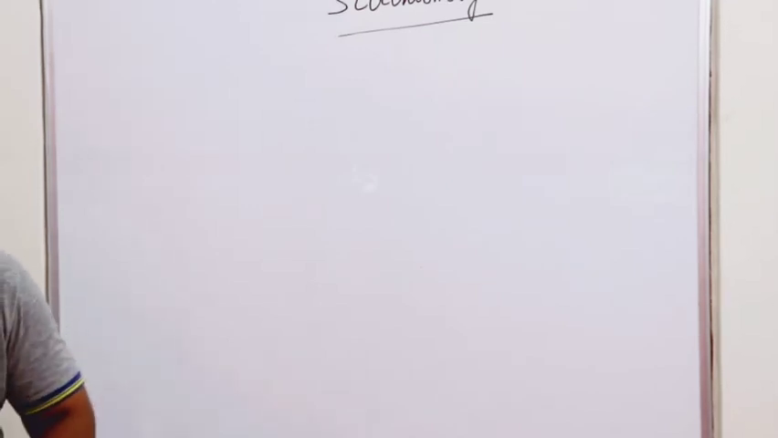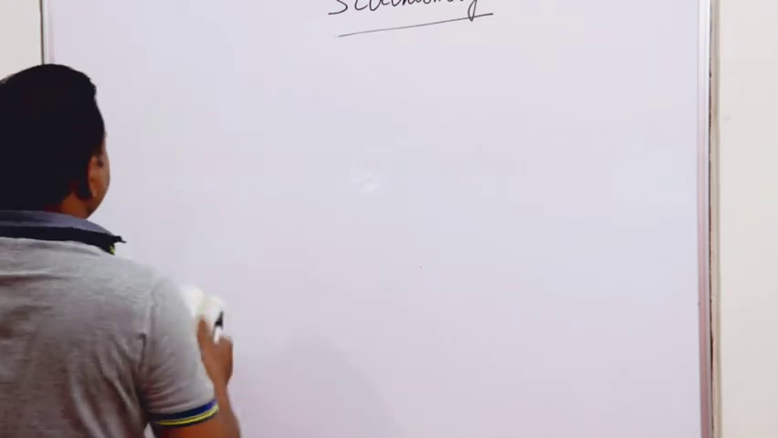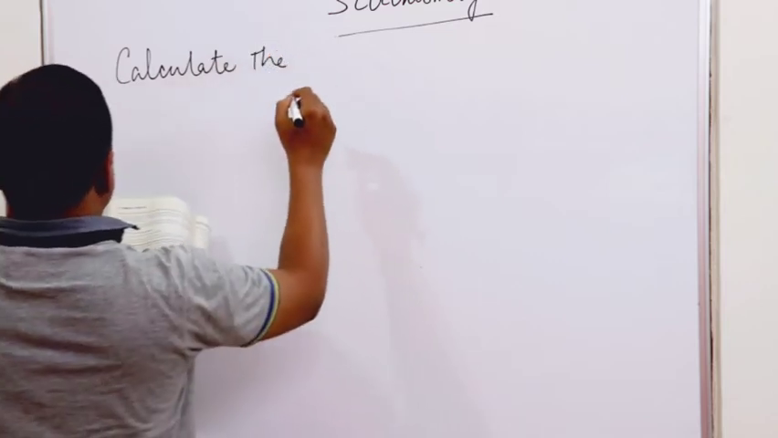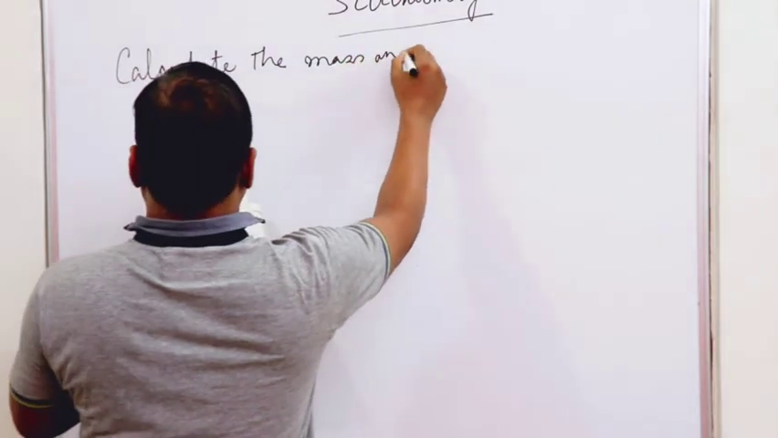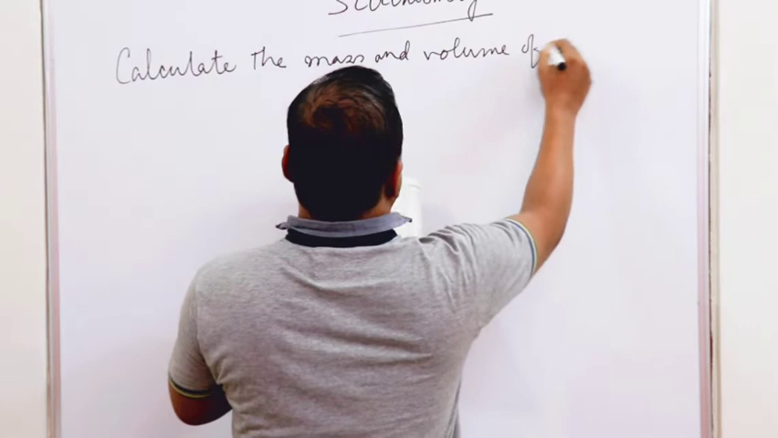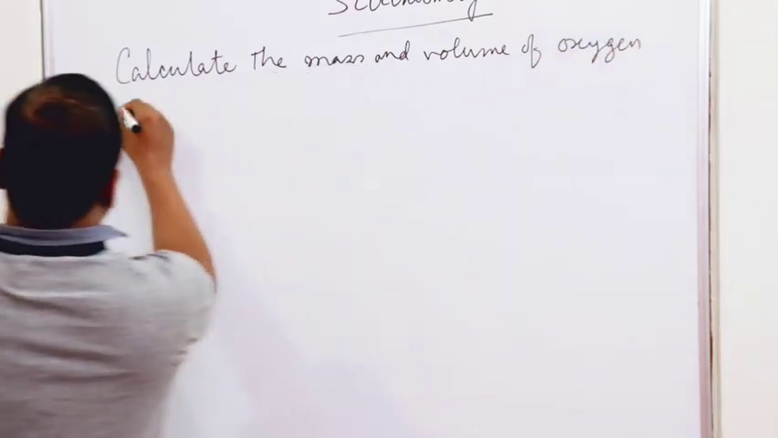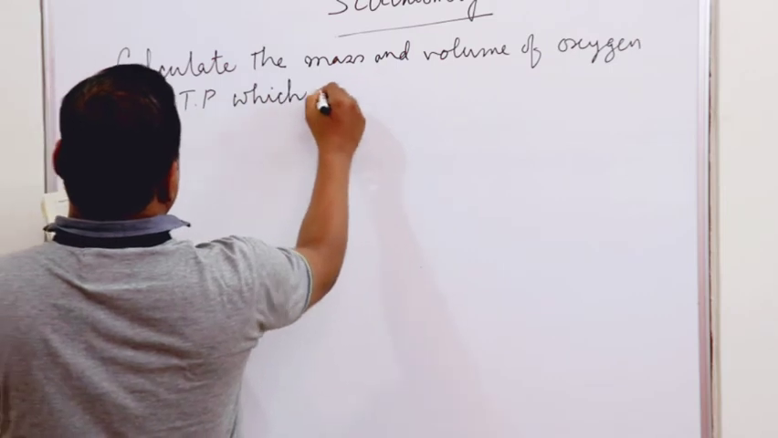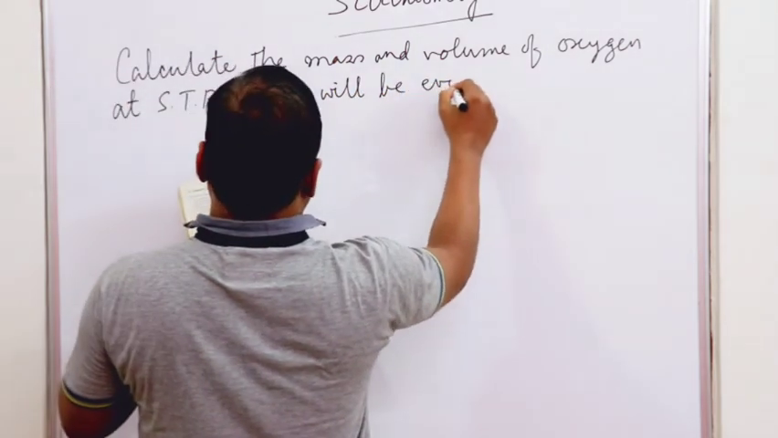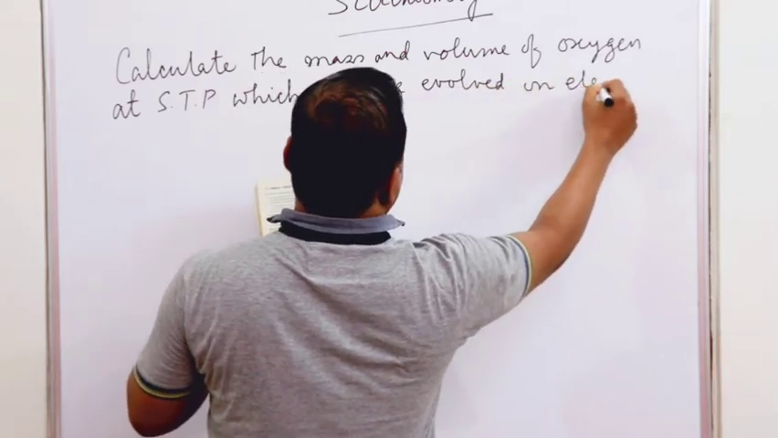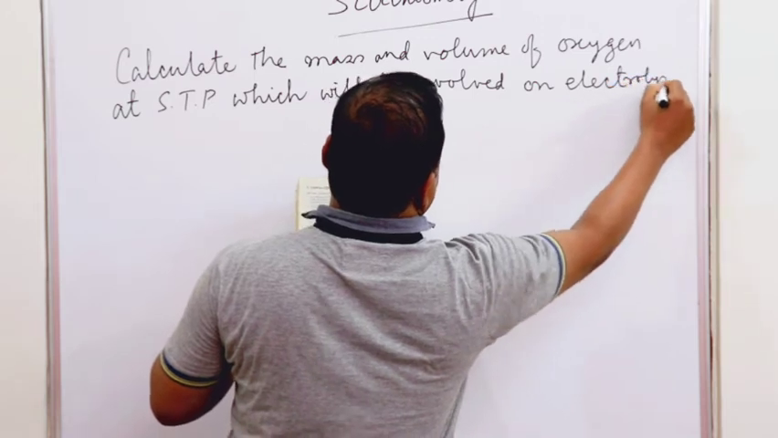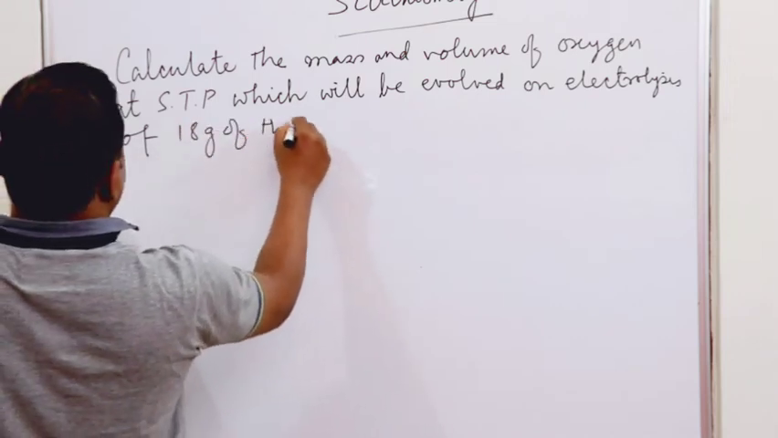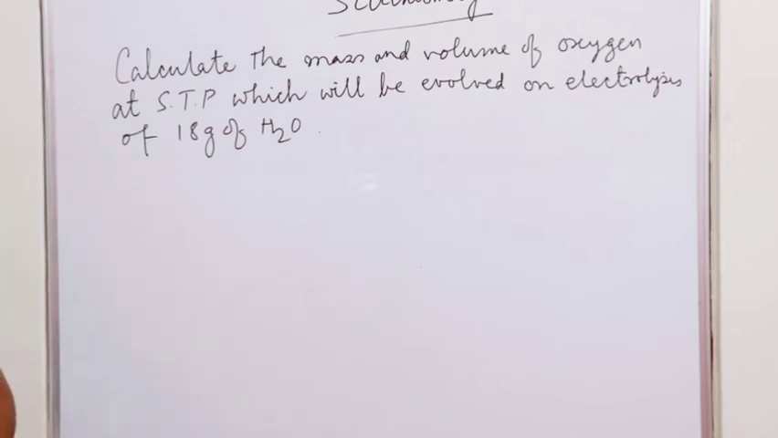So I have a question here. The question is, calculate the mass and volume of oxygen at STP, that is standard temperature pressure, which will be evolved on electrolysis of 18 gram of water. Okay, so this is the question. Now the solution.